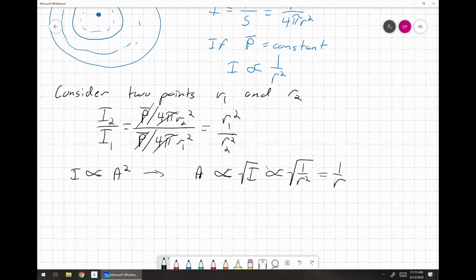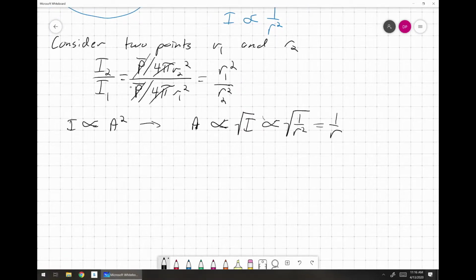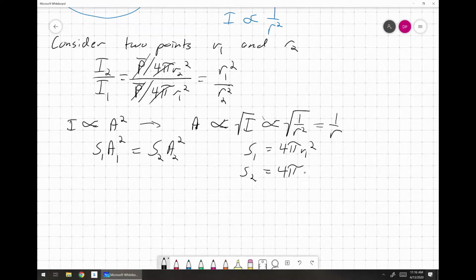Okay. So if we have constant power output, then we can again do something similar to what we did up here. We can say we have some area S1 times our amplitude A1 squared is going to be equal to the area S2 times A2 squared, right? Where these A1 and A2 are going to be the amplitudes of the waves at position R1 and R2, and our S1 is going to be 4 pi R1 squared, and S2 is 4 pi R2 squared.